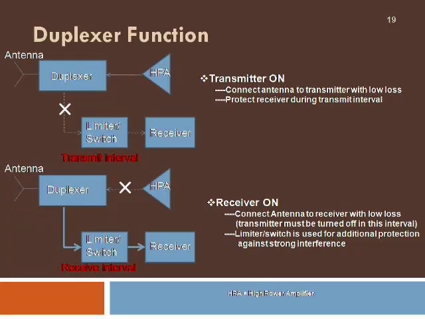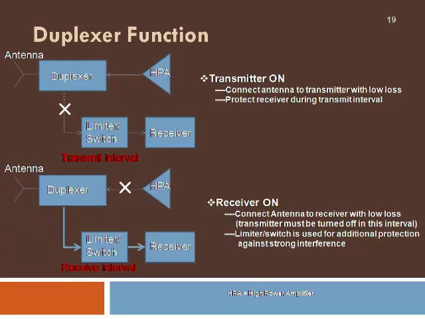So when the transmitter is on, the duplexer must be able to guide the power from the transmitter to the antenna and protect the receiver completely. Then while the receiver is on, the antenna must be connected to the receiver and see that there is no loss or even a distortion to the signal.